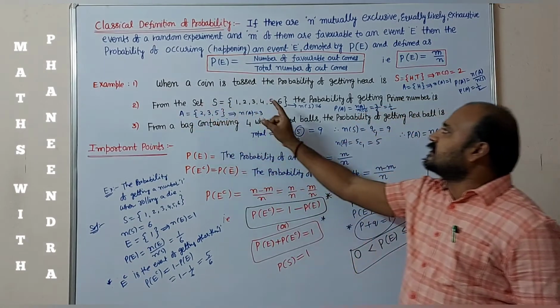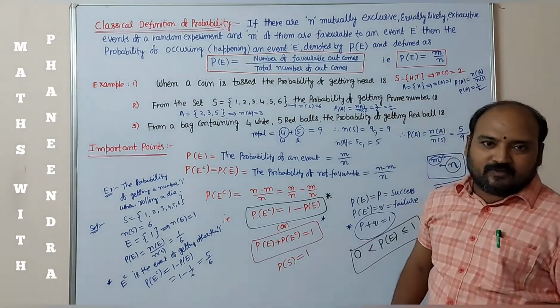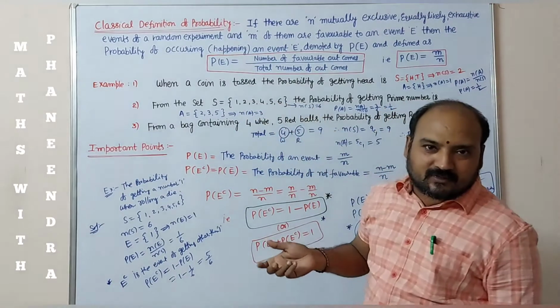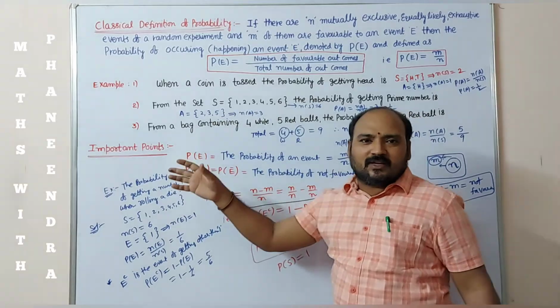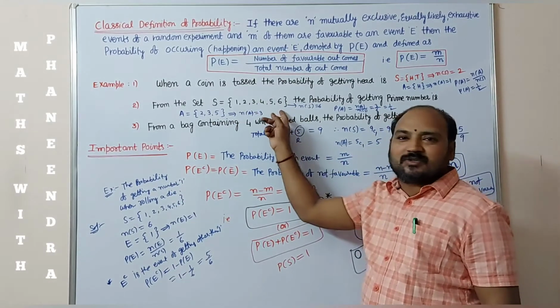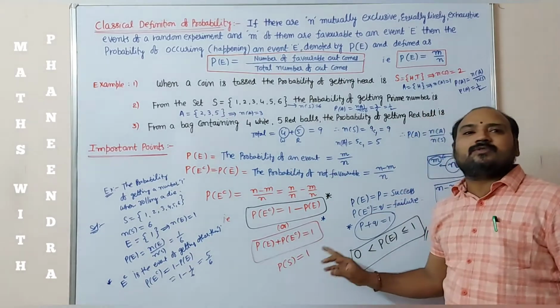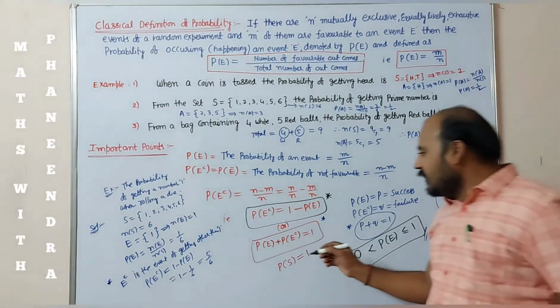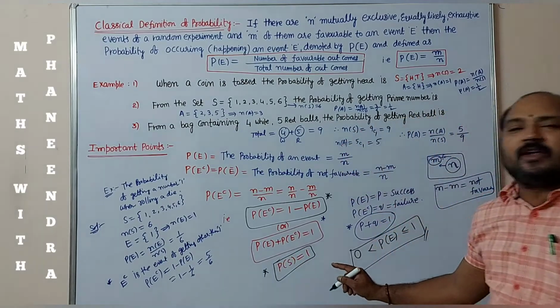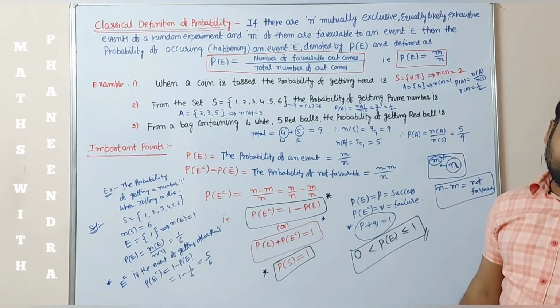For example, take this set: S is equal to 1, 2, 3, 4, 5, 6. Find the probability of getting the numbers 1, 2, 3, 4, 5, 6, getting all the numbers they are asking. So that time, favorable events are 6 and total numbers are also 6. So P of S is equal to 6 by 6. That is the reason the probability of the sample space, P of S, is always equal to 1.